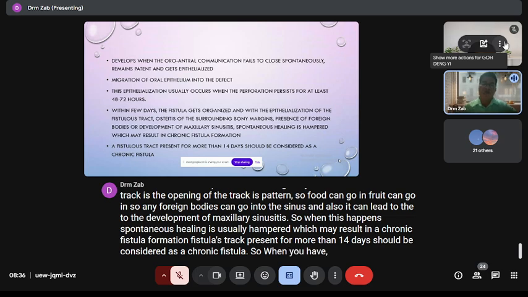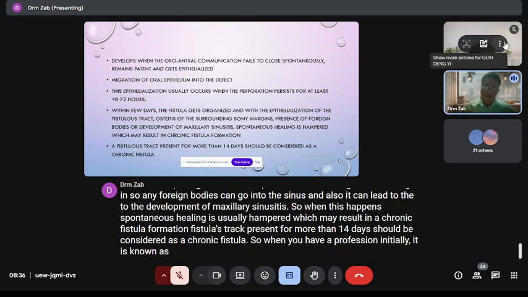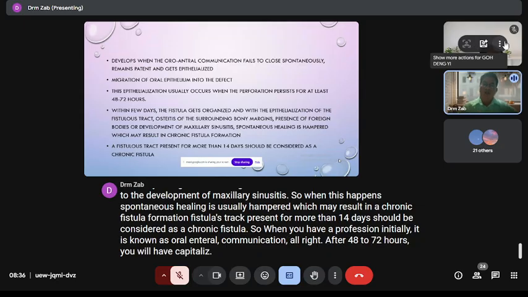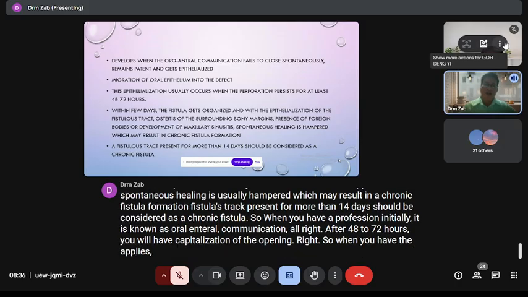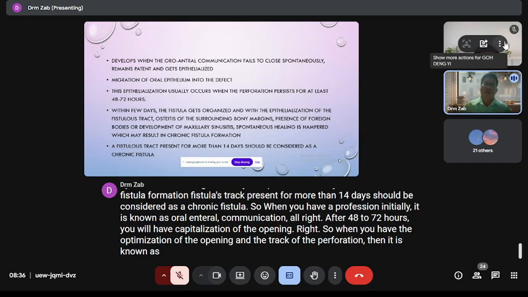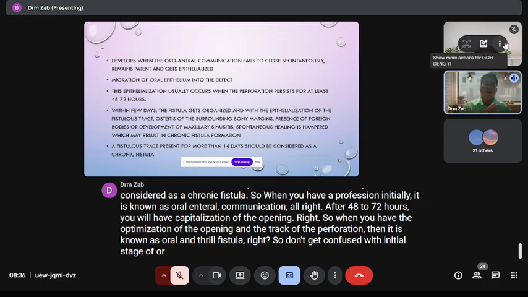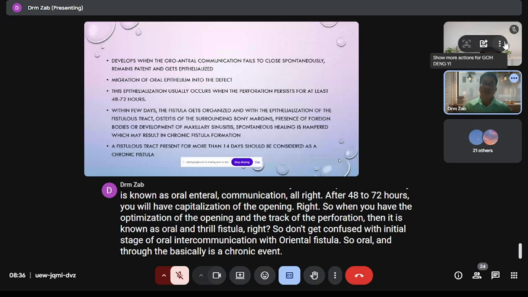So when you have a perforation, initially it is known as oro-antral communication. After 48 to 72 hours, you will have epithelialization of the opening. When you have epithelialization of the opening and the tract of the perforation, then it is known as oro-antral fistula. So don't confuse the initial stage of oro-antral communication with oro-antral fistula. Oro-antral fistula is basically a chronic event.